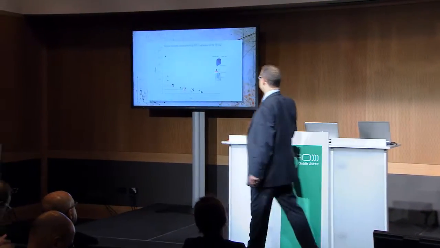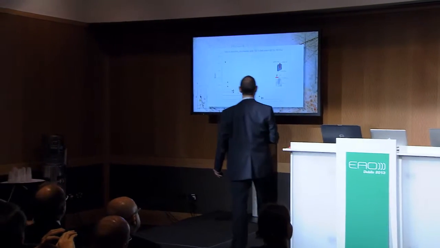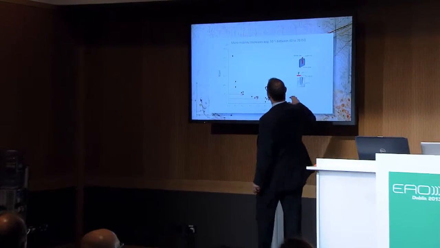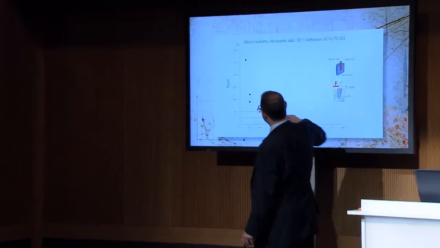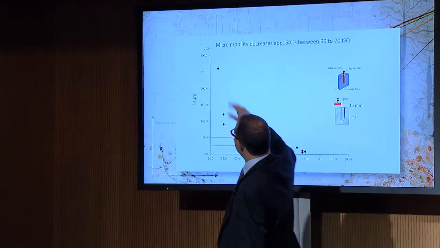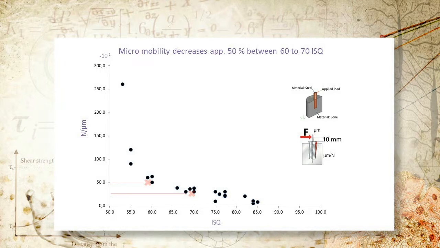So if we look at this graphically, and my thanks to Osstell for these graphs, what we discover is that when we look at a graph of micromobility, the intrinsic movement of the implant, for very high micromobility, small changes in ISQ from, say, 50 to 55 represent a massive decrease in movement, or to put it another way, a significant increase in stiffness.